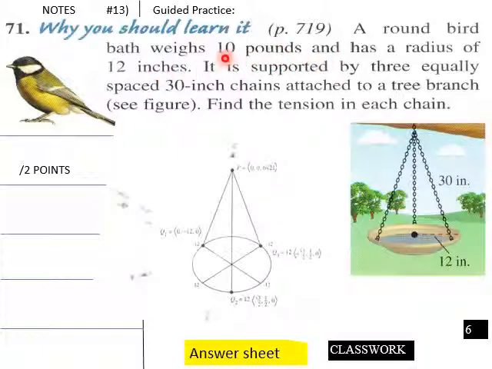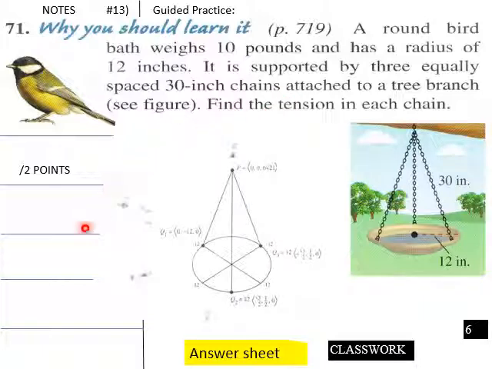Knowing this technique, say for example we have a round bird bath that weighs 10 pounds. This would be a model of it here, put into a 3D system. It has a radius of 12 inches and is supported by 3 equally spaced 30-inch chains, attached to a tree branch, which would be up here. Find the tension on each chain.